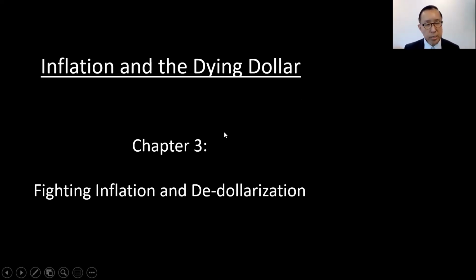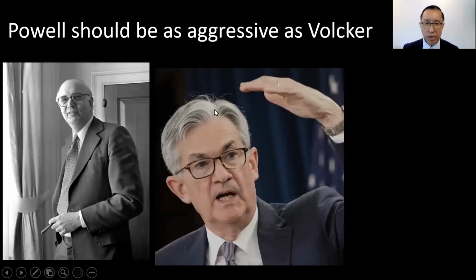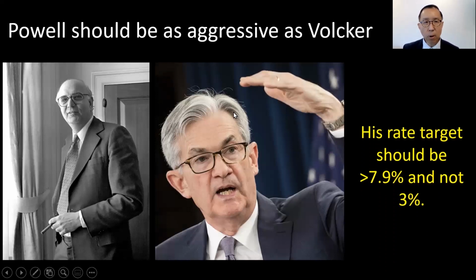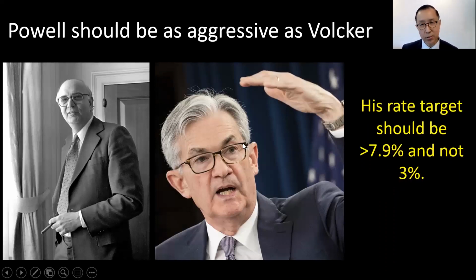The next question is, how do you fight inflation and how do you fight de-dollarization? Very simple, actually. Paul Volcker, what he did was to raise interest rates. And so Jerome Powell should be as aggressive by raising the interest rates to above 7.9%, and not the 3% that he has planned so far.